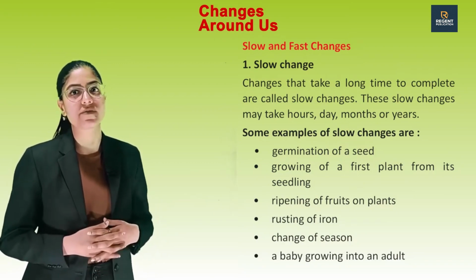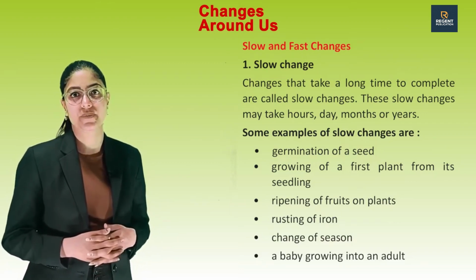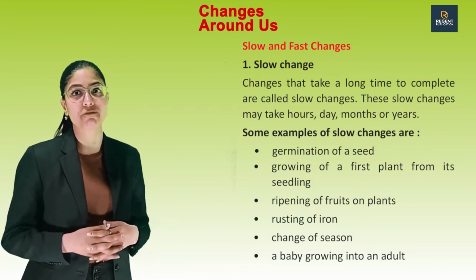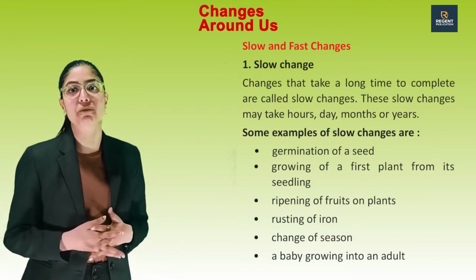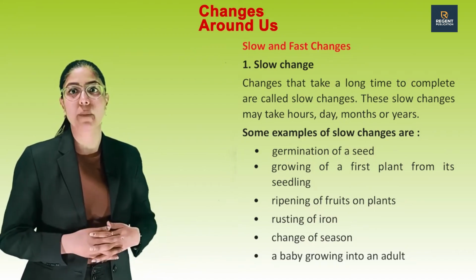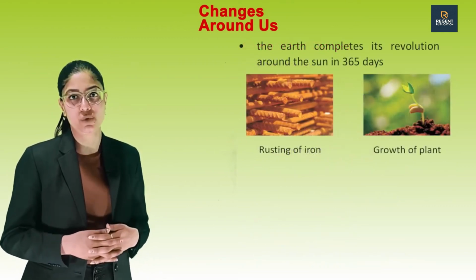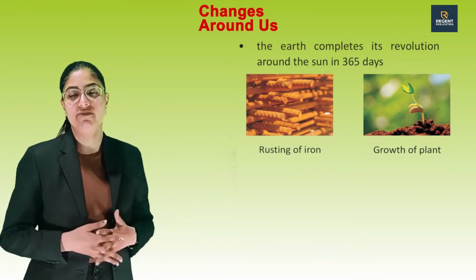Some examples of slow changes are germination of a seed, growing of a plant from its seedlings, ripening of fruits on plants, rusting of iron, change of season, a baby growing into an adult. The earth completes its revolution around the sun in 365 days.